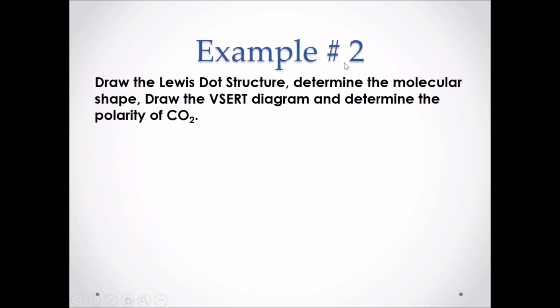Example number 2. Draw the Lewis dot structure, determine the molecular shape, draw the VSEPR diagram, and determine the polarity of CO2. Pause the video and attempt this example. First, we have our Lewis dot structure, where we have a double bond between each of the oxygens and the carbon.